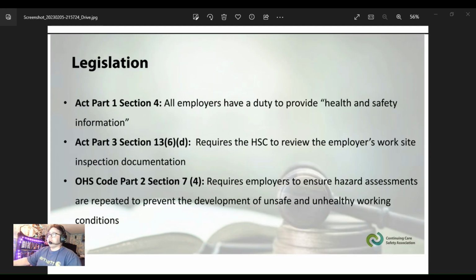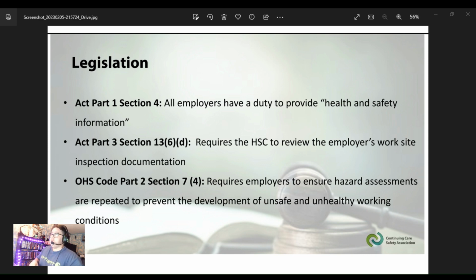So, in this slide here, we have some legislation around our inspections. The requirement and need for worksite inspections is present in many areas of the occupational health and safety legislation. Let's look at a few points of the legislation. So, these are occupational health and safety legal requirements that relate to worksite inspections.